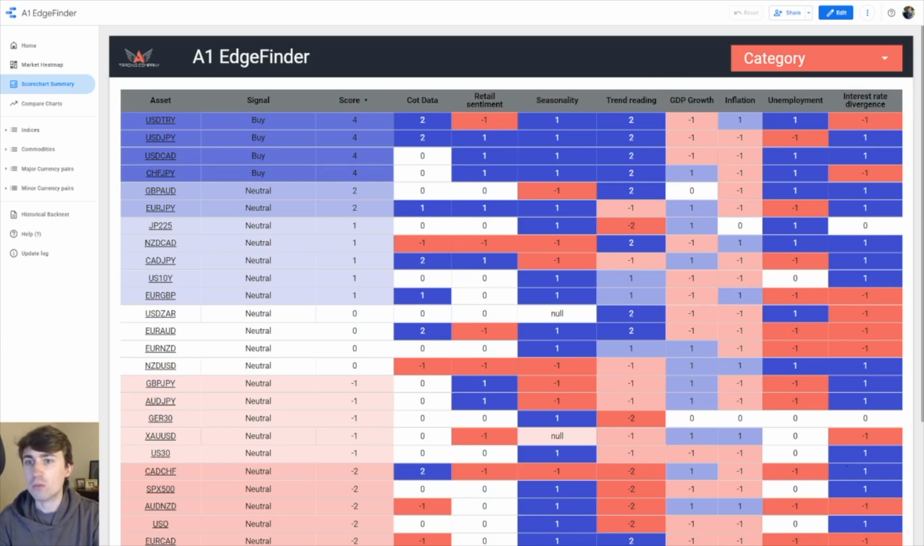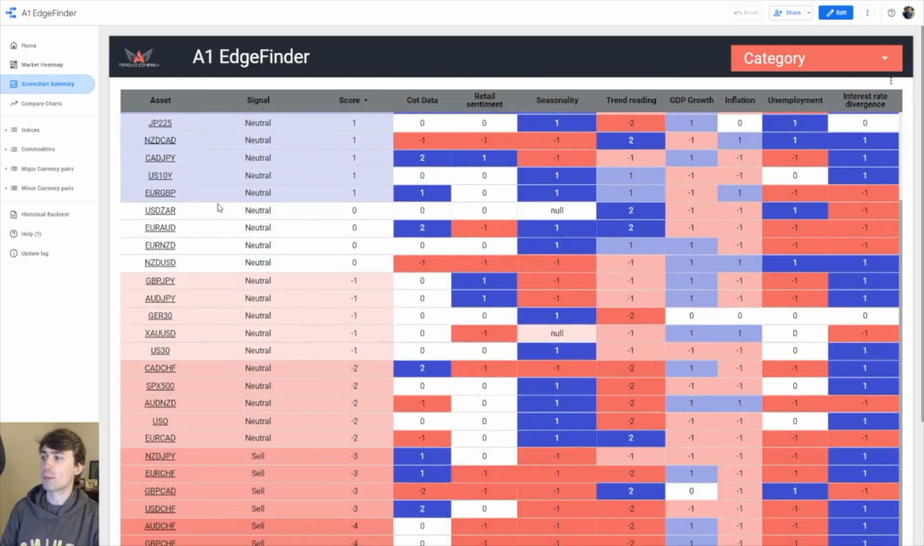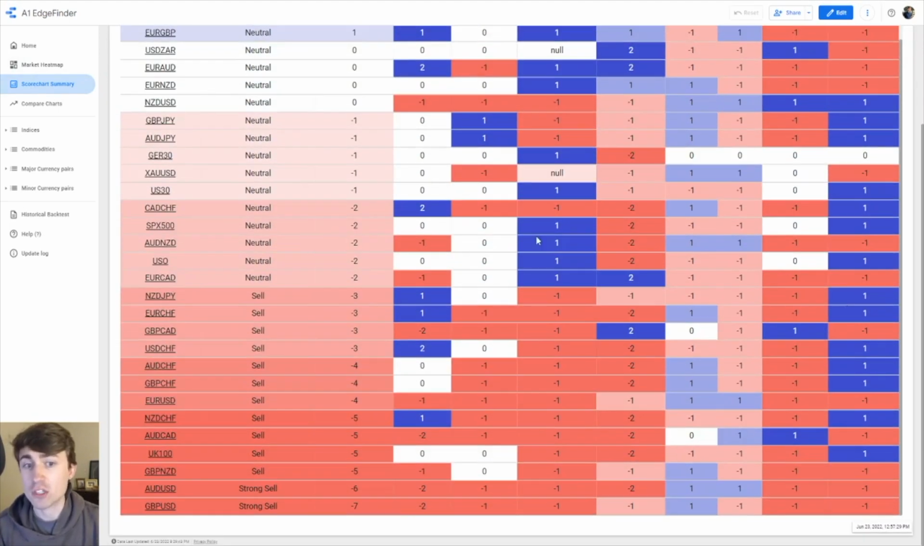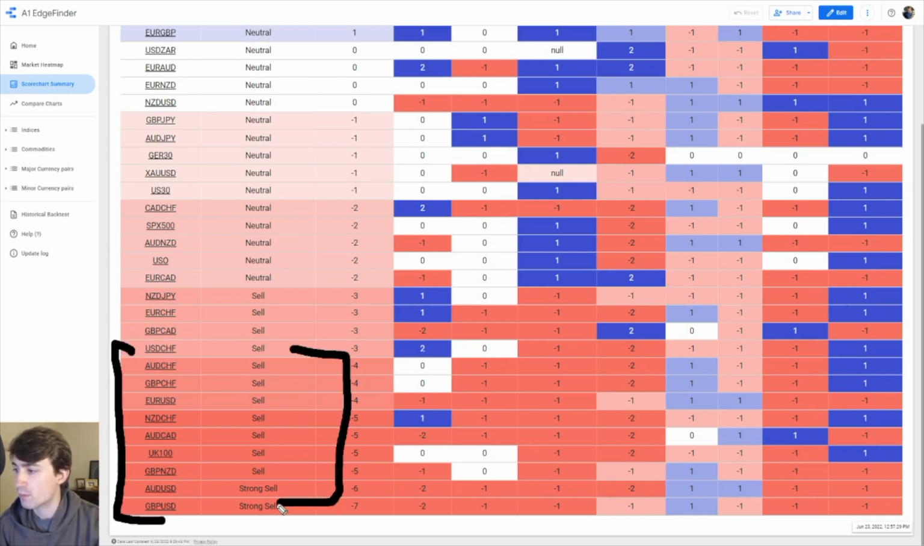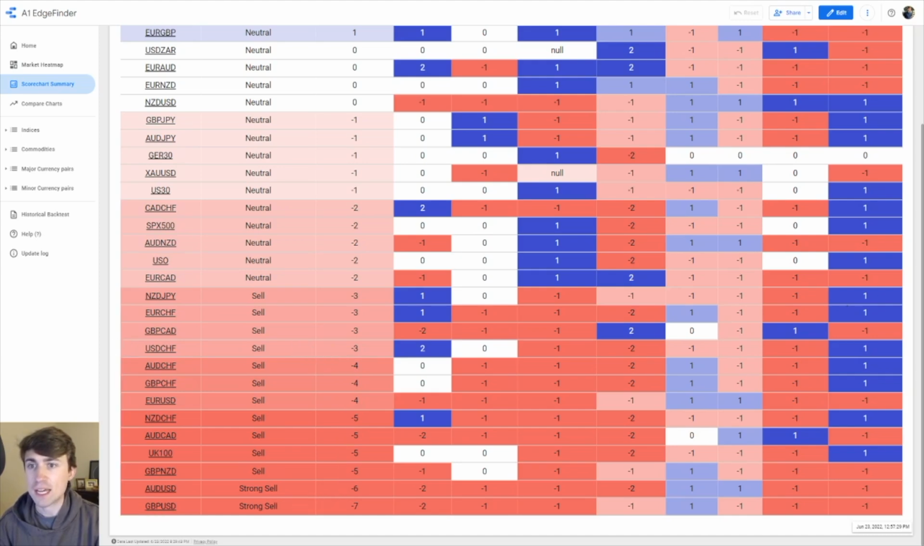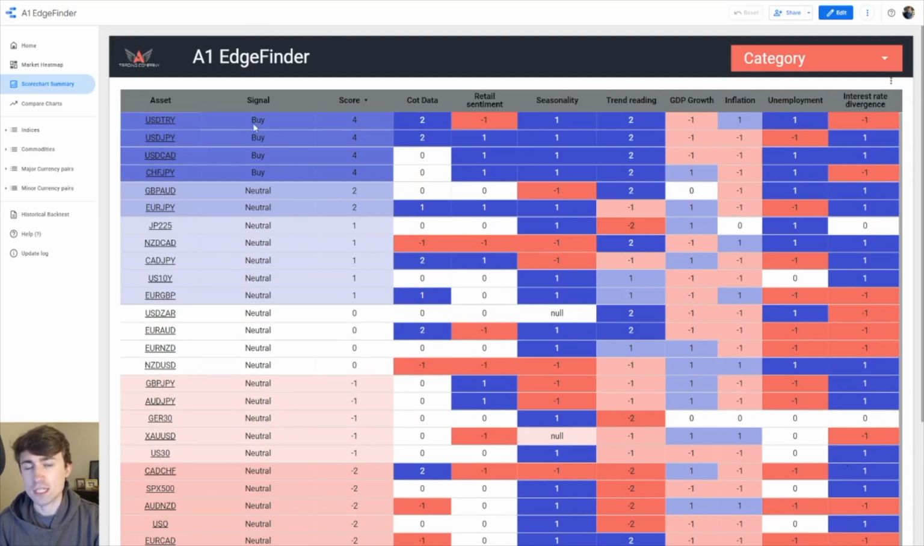So then what we have is the score chart summary page. And this entire page will tell me generally what assets I am personally going to be looking to sell, which we can see here: Aussie Swiss, Pound Swiss, Euro Dollar, NZD Swiss, and then the strongest being GBP USD. What that means is that in the score category, all of the summaries, or at least the majority of them, are printing red and giving us a sell signal overall. Conversely, we could take a look at the top where we see buy signals overall. So that's the summary page, and this is like the top-down view. This is where I start my day to find my trades.